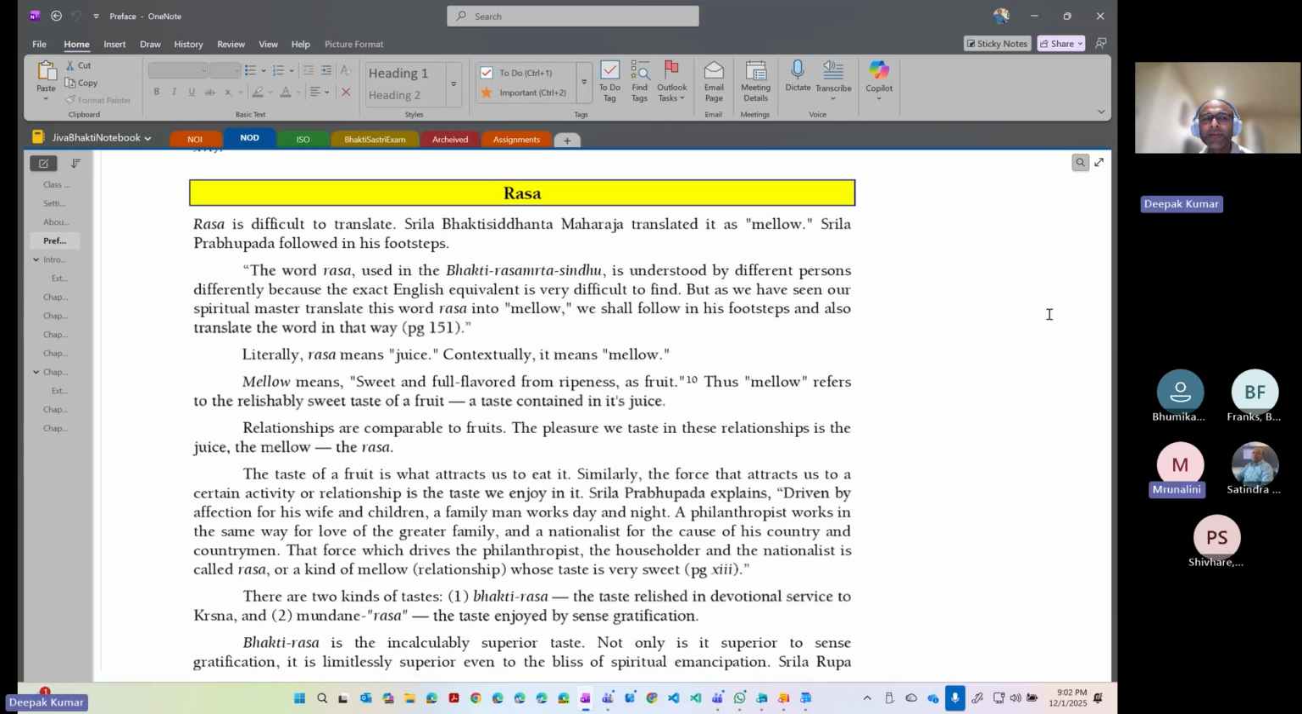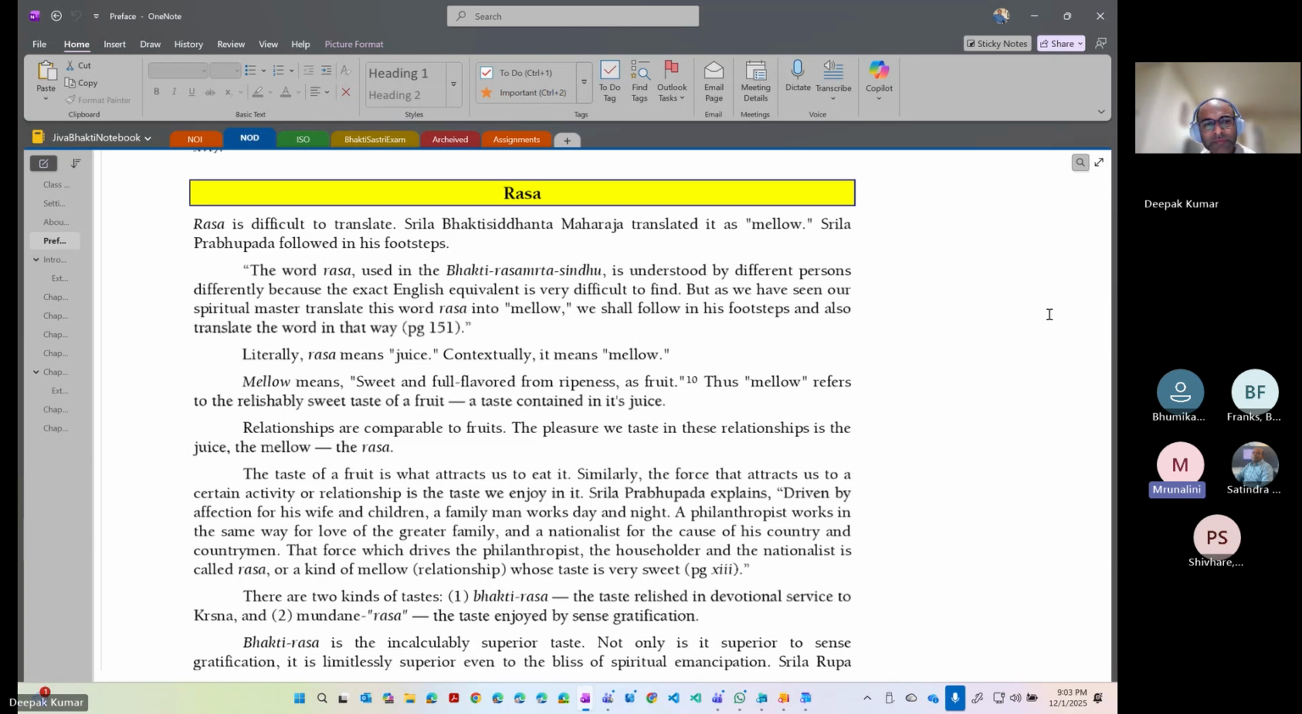Sure, Prabhu. Rasa is difficult to translate. Srila Bhakti Siddhanta Maharaj translated it as mellow. Srila Prabhupada followed in his footsteps. The word rasa used in the Bhakti-Rasamrita-Sindhu is understood by different persons differently because the exact English equivalent is very difficult to find. But as we have seen our spiritual master translate this word rasa into mellow, we shall follow in his footsteps and also translate the word in that way, page 151. Literally, rasa means juice. Contextually, it means mellow. Mellow means sweet and fully flavored from ripeness as fruit. Thus, mellow refers to the relishably sweet taste of a fruit, a taste contained in its juice.